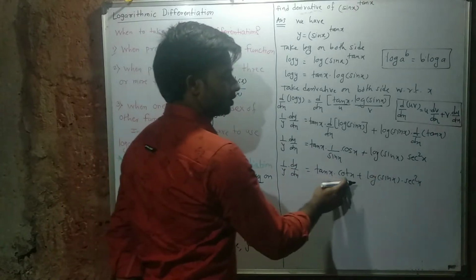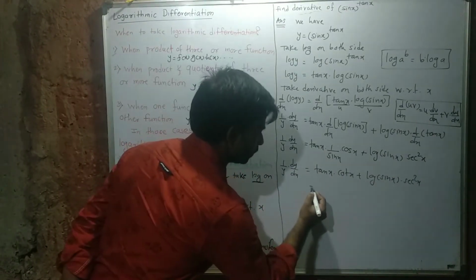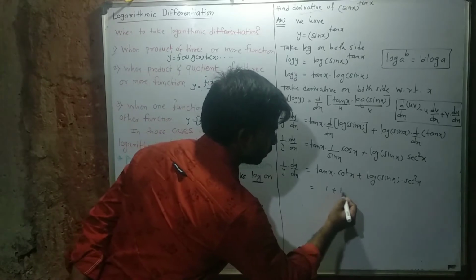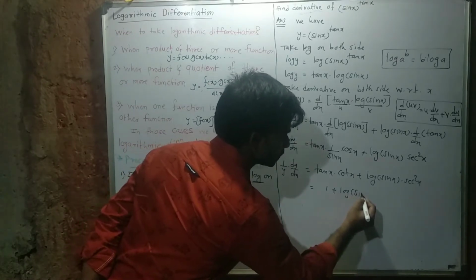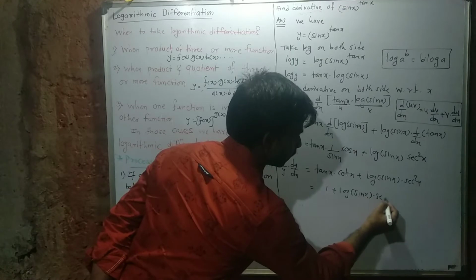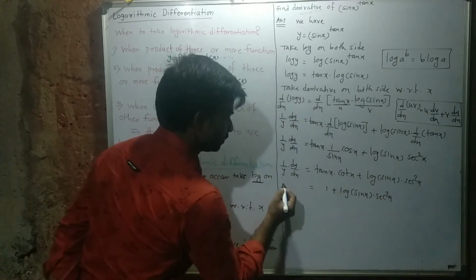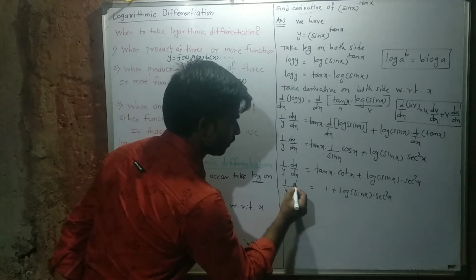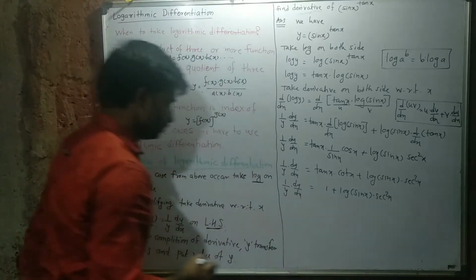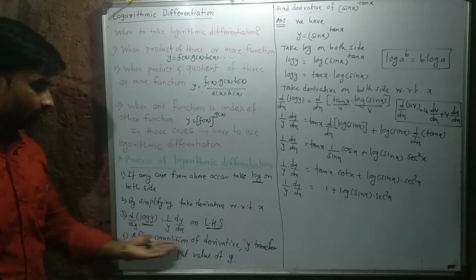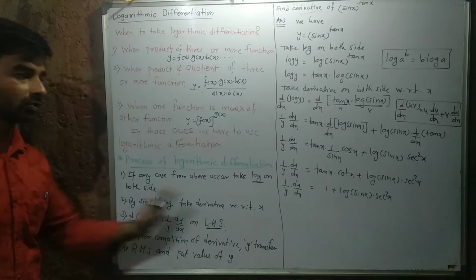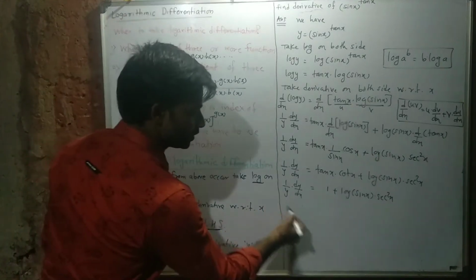We know that tan x into cot x is nothing but 1, and therefore 1 plus log of sin x into sec square x is here, and we have to get 1 divided by y into dy by dx. Now the last step, after completion of the derivative, is that y is transferred to the right hand side.